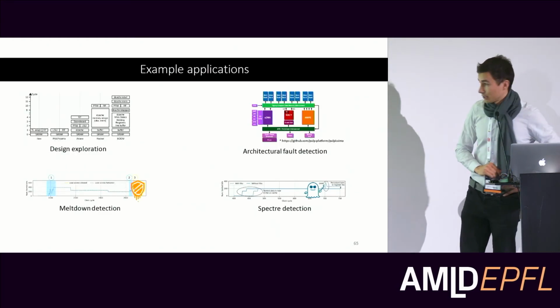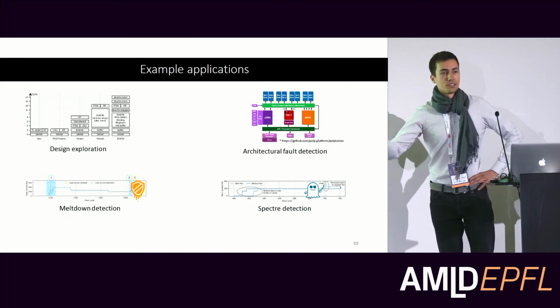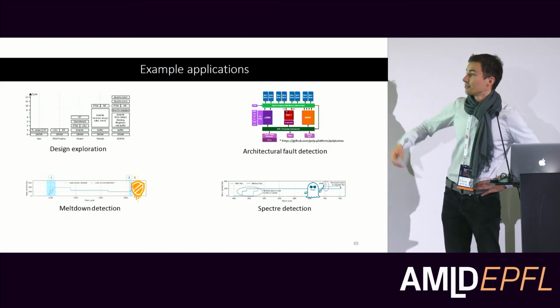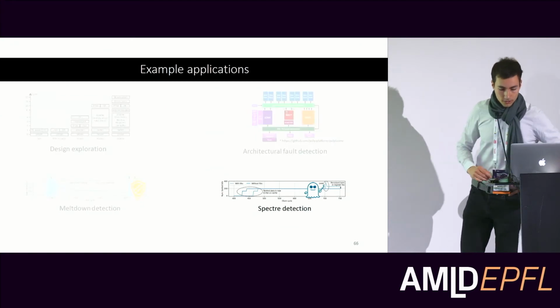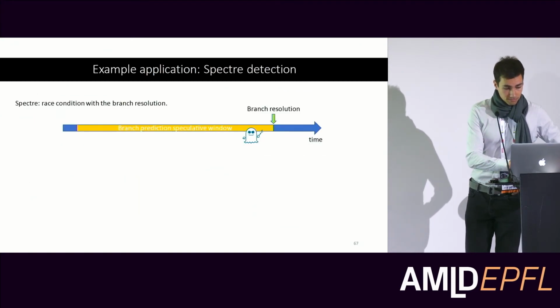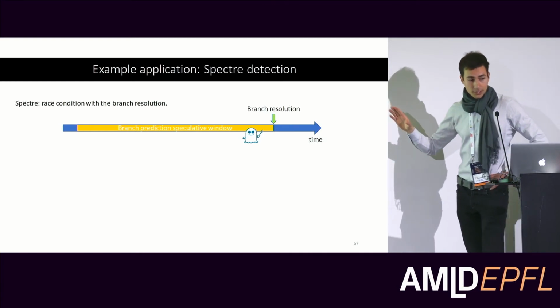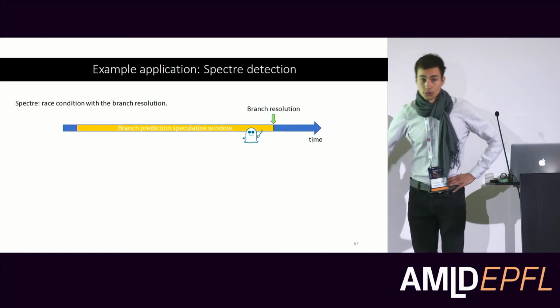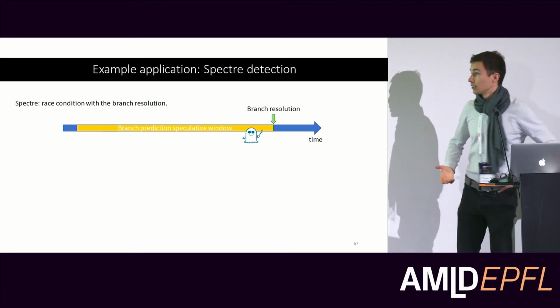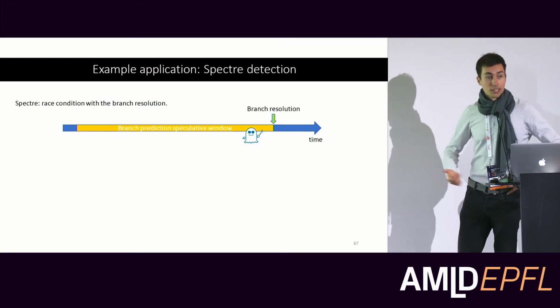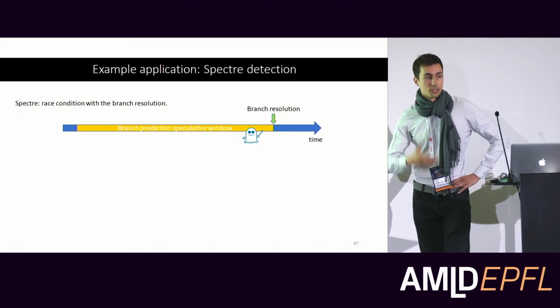There are applications, because now you have a mechanism that is fast and good. The question is, what do we do with it? So I underlined 4 applications in the paper. I will focus on Spectre. Very simply, Spectre is nothing else than a race condition with the branch resolution. So on a black box, we can say, if the branch resolution is slow enough, then an attacker can leak a secret. This is everything we need to know about Spectre.